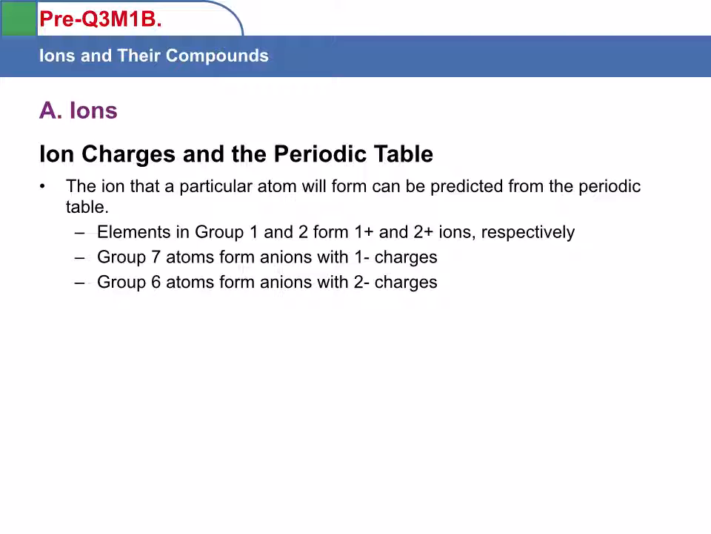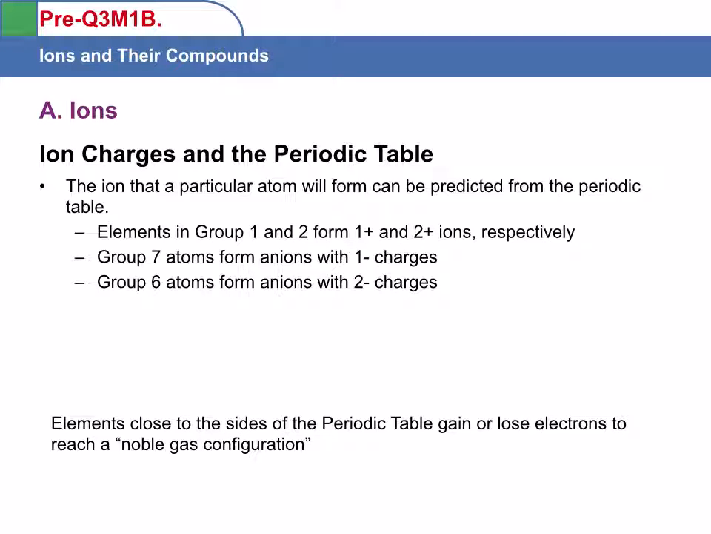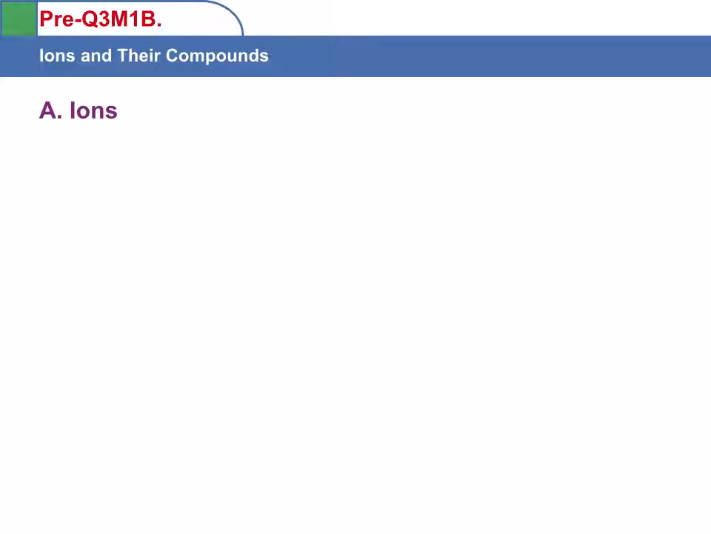So elements close to the sides of the periodic table, so 6 and 7 and 1 and 2, gain or lose electrons so that they have a full outer shell. So for 1 and 2, they get rid of electrons to have a full shell, and 6 and 7, they gain electrons to have a full shell. It's called the noble gas configuration. Remember that group 8 doesn't react ever because they have a full shell already.